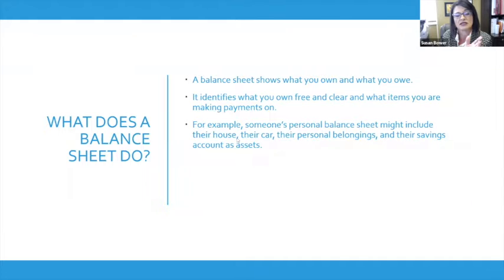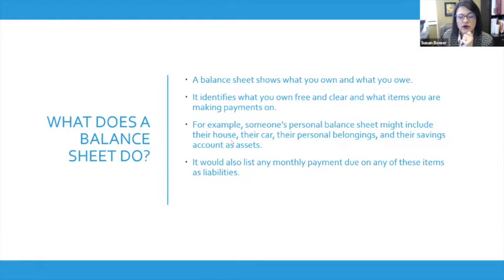But the balance we still owe on that mortgage will show on the other side of the equation, on the liabilities side. It would also list any monthly payments due on any of these liabilities. Those are called current liabilities. And we also have current assets. We'll look more at those in just a moment.